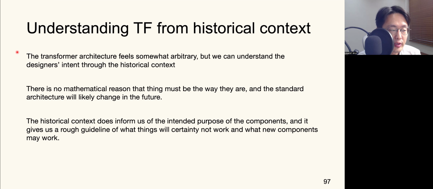So I would say that the transformer is a pretty complex architecture, and some of the components do feel somewhat arbitrary, but we can understand the designer's intent through the historical context. As far as we presently know, in the year 2025, there's no mathematical or first principles reason that things must be the way they are, and the standard architecture will likely change in the future. That is to say, a much better architecture that is completely different from the current transformer architecture may be proposed in the future. But the historical context does inform us of the intended purpose of the components of the transformer, and it gives us a rough guideline of what things will certainly not work and what new components may work.